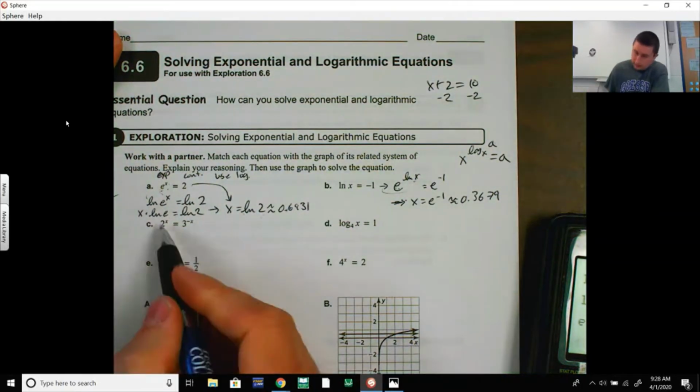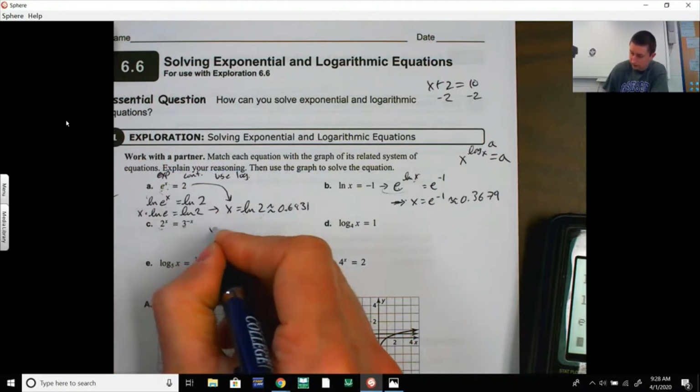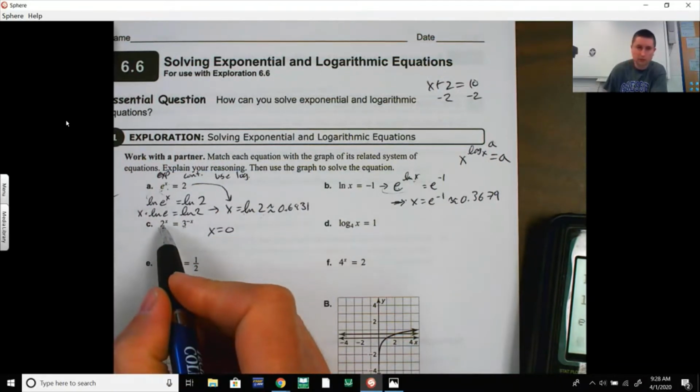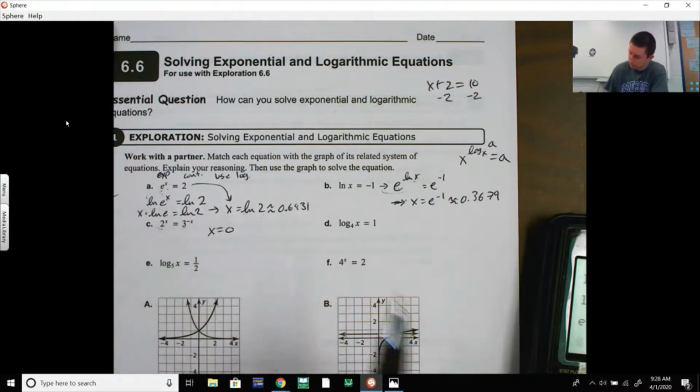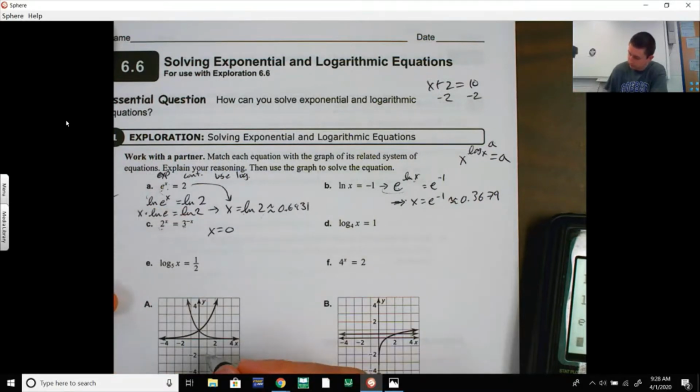Okay, this one, a little common sense. You see how you have different bases? X has to equal 0 in this case, because the only way to have 2 to a number equaling 3 to a number is for that number to equal 0. So that would be graph A if you're looking down here. So x has to equal 0, and then the values would be 1.